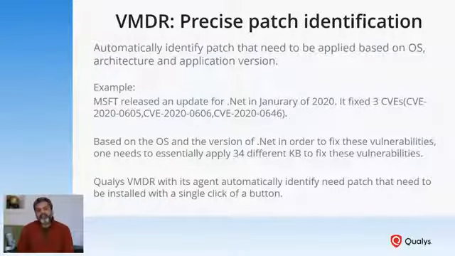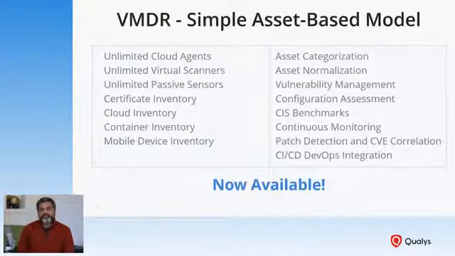And as part of VMDR, that precise assessment with our agent is another unique piece of VMDR, where we actually go and look at each and every individual asset to know exactly which file needs to be deployed on that. And that really ends up saving a lot of time in getting to the remediation aspect of the entire process. Another thing that's very unique with VMDR is the ability to have a very simple asset-based model.